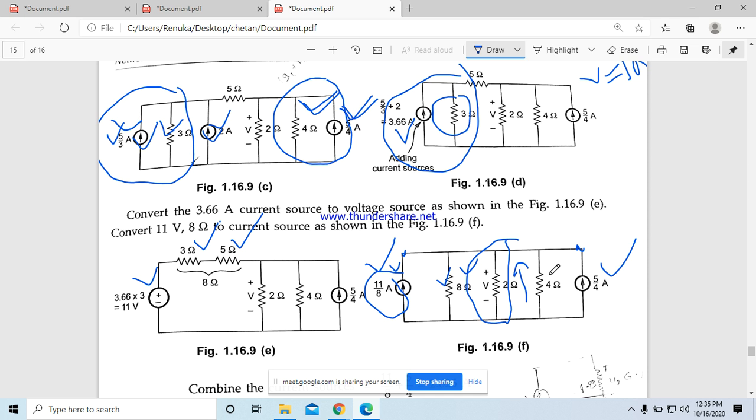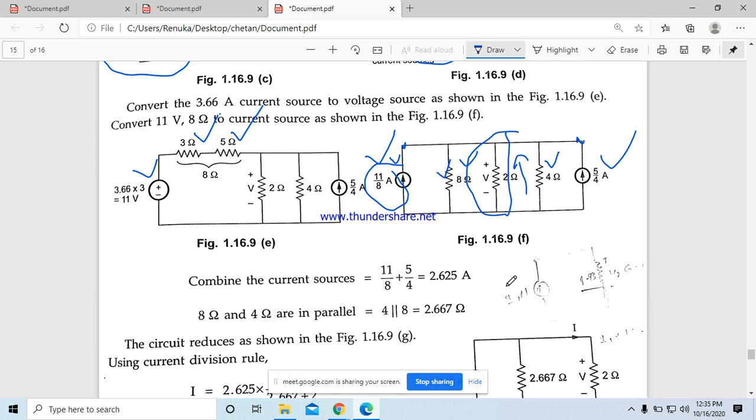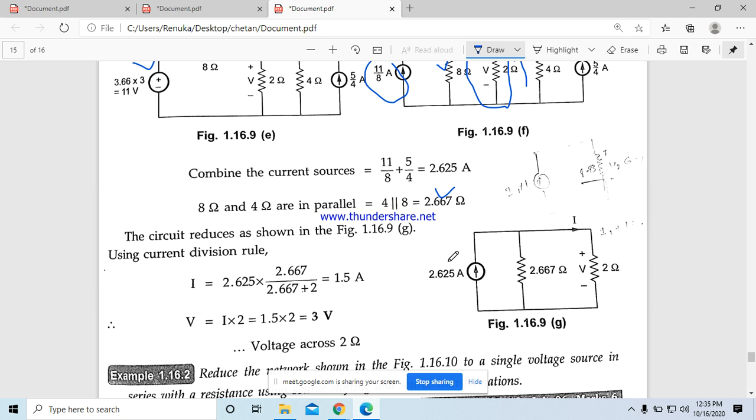Next, 8 ohm is parallel with 4 ohm. So 11 by 8 plus 5 by 4. 4 is parallel with 8, so 8 into 4 divided by 8 plus 4, you will get this resultant value. So draw that equivalent. If you add 11 by 8 plus 5 by 4, you will get 2.625. If you add these two, you will get this one. Fine. Next, tell me, if you want to find out the current, what procedure have they followed here? Tell me. They have to find out current across 2 ohm, right?